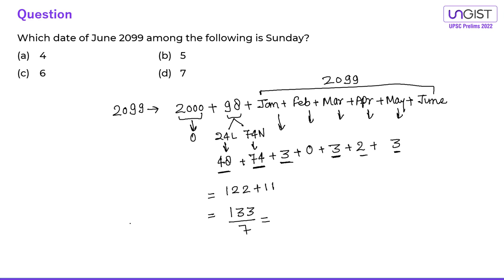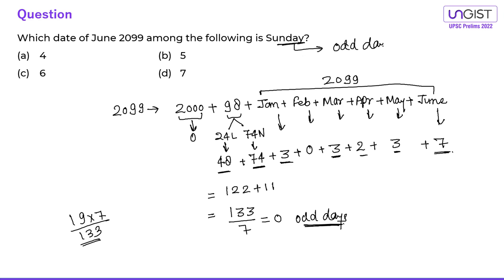Because 19 into 7 is 133. Right? 19 into 7 is 133. So here the remainder is 0. So this is 0 odd days. If this is 133, then obviously we have to add 7 to it to make 0 odd days, because Sunday corresponds to 0 odd days. So 133 we have already got, and 133 plus 7 will be 0. So obviously in June we have to consider 7 days. So the answer is 7th June 2099. Okay, fine. Now let's move to the next question.